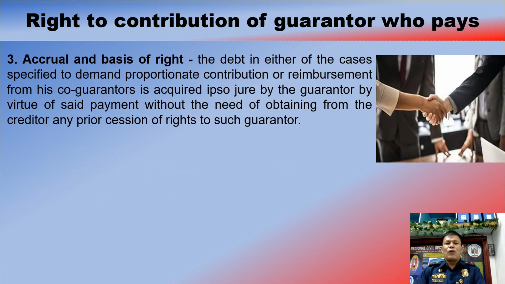3. Accrual and basis of right. The right of the guarantor who has paid the debt in either of these cases is specified to demand proportionate contribution or reimbursement from his co-guarantors is acquired ipso jure by the guarantor by virtue of said payment without the need of obtaining from the creditor any prior cession of rights to such guarantor.